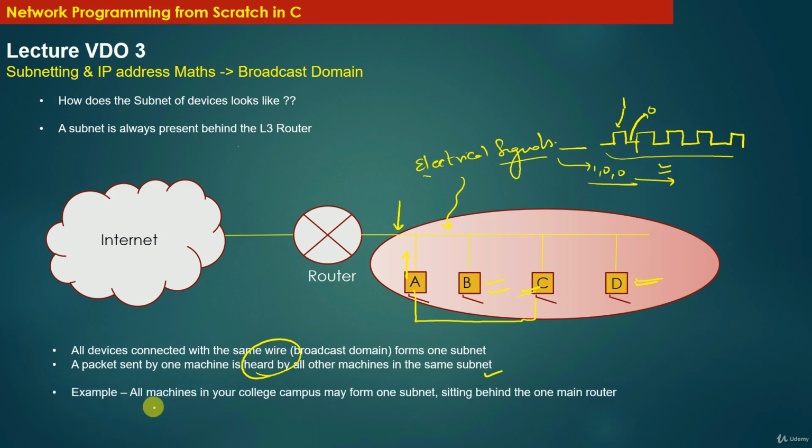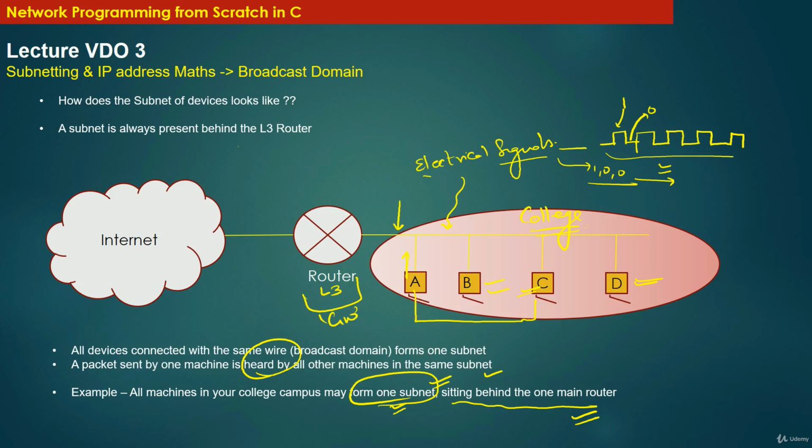So an example is that all machines in your college campus may form one subnet. All the machines of a hostel, or all the machines in the same department, or all the machines in the same college campus may be present in the same subnet. And all those machines must be sitting behind one main L3 router. So you can see in this diagram, machines A, B, C and D may represent the machines of your college campus. And those machines have to be behind one L3 router, which is called the gateway router.